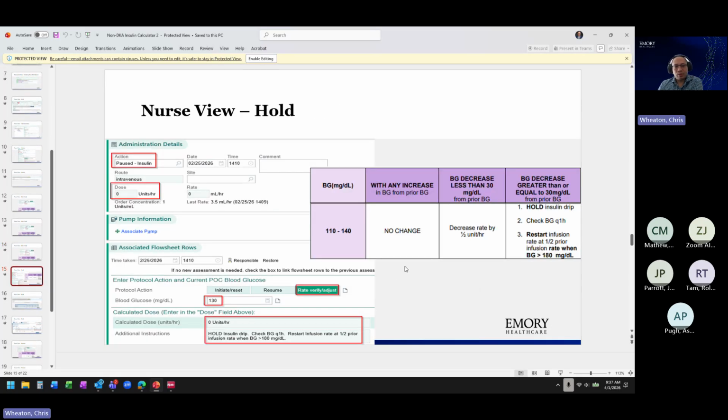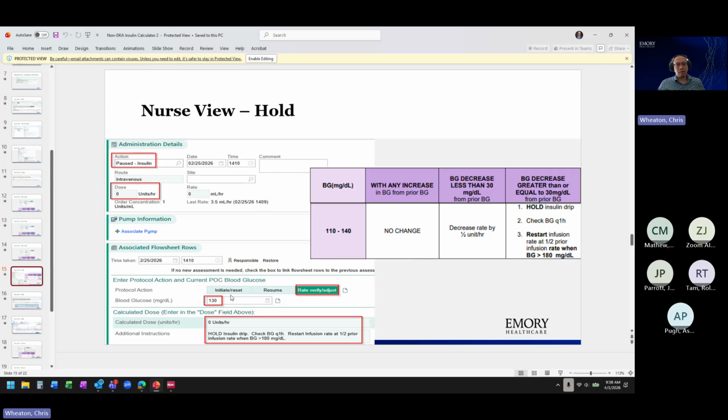One thing I would like to stress here is that if it was a significant decrease down into 110 to 140, so based on this table, if it was a decrease greater than 30 milligrams per deciliter, so our original was 350, and if the patient's blood glucose dropped down to the 110 to 140 range, we would have to hold the insulin drip, check blood glucose every hour, and restart the infusion at half the rate when it is greater than 180 milligrams per deciliter.